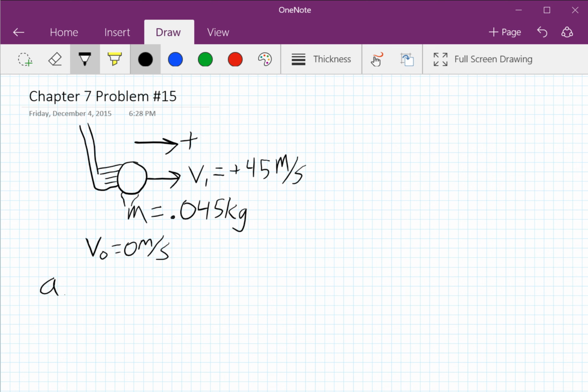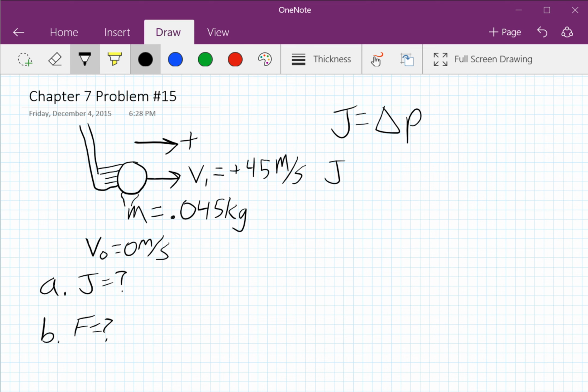Okay, now we're being told to do two things. For part A, we're told to find the impulse. For part B, we're told to find the average force. Okay, so to do part A, we need to first understand, well, what is impulse? Well, impulse is a change of momentum.